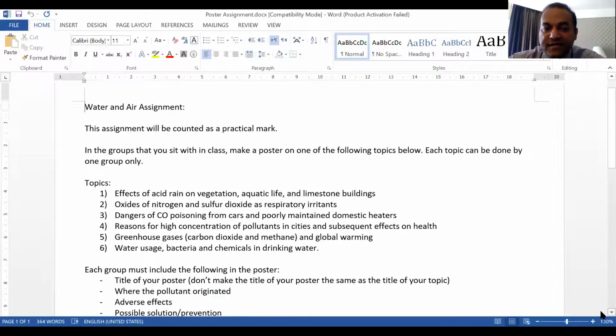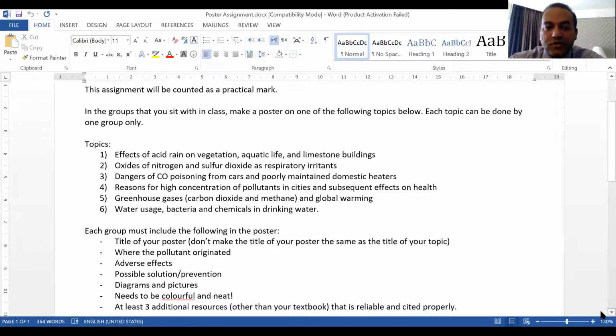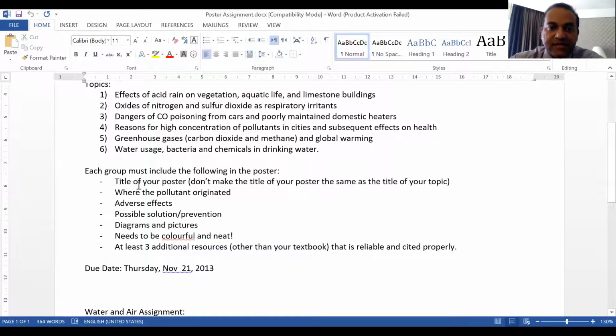Then what are the criteria? Each group must include the title of the poster, where the pollutant originates, adverse effects, and possible solutions. Diagrams and pictures need to be colorful, and there must be at least three additional resources other than your textbook that are reliable and cited properly.